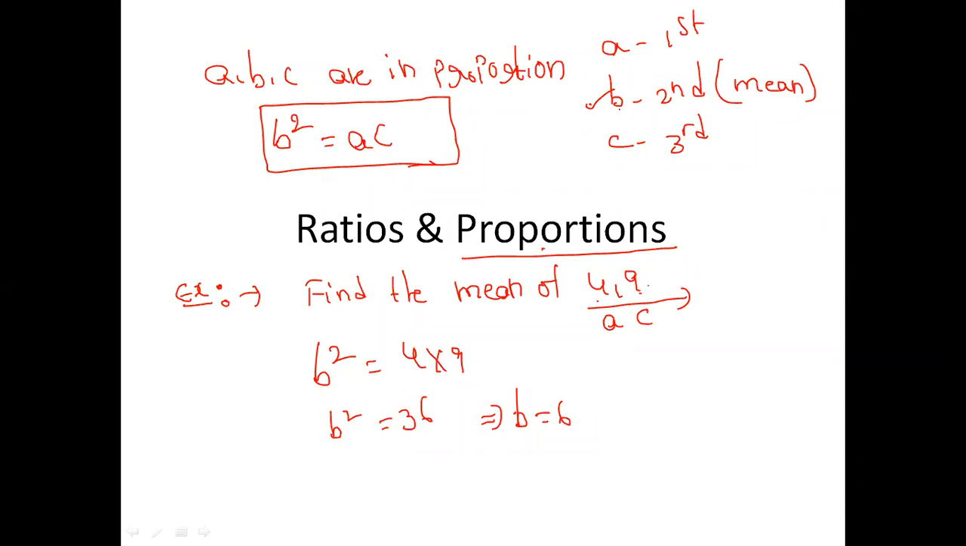So before this topic, if somebody asks you, find out the mean of 9, 4, what would you be doing, guys? You will generally do it like this: 9 plus 4 by 2, 13 by 2, which is equal to 6.5. Like that you are answering. That is arithmetic mean, guys.